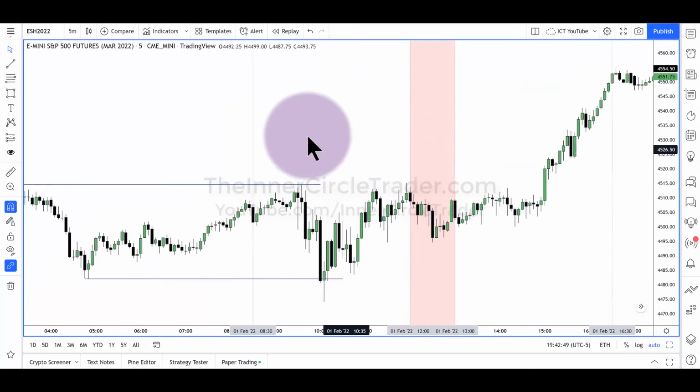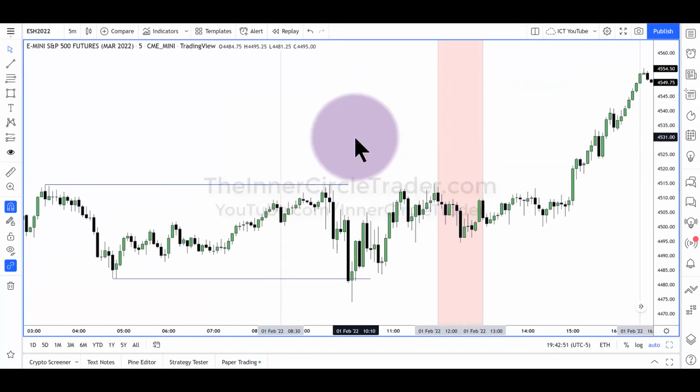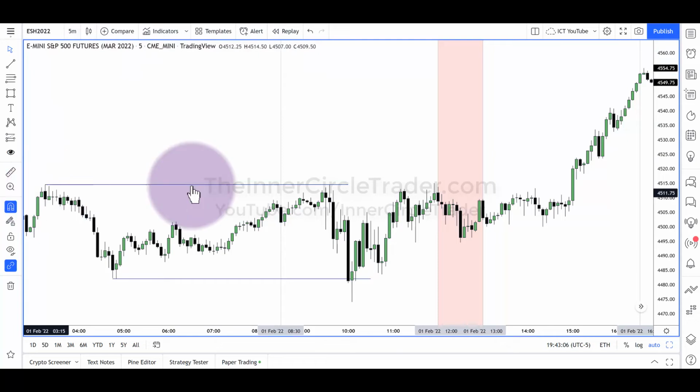I know a lot of new people are afraid that if they do something with the time frame, they'll lose their annotations. All right, so now we have this old high back here. Look at this price right there. That's going to be the high price on that particular candle right there. It's 45.14 and a half. This candle trades to 45.14 and a half.